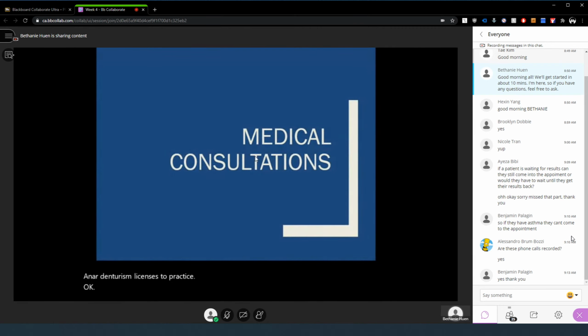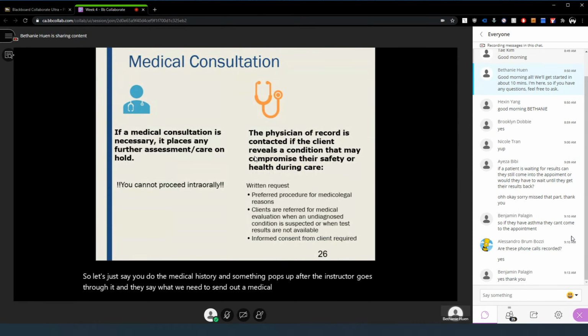So let's just say you do the medical history and something pops up after the instructor goes through it and they say, you know what, we need to send out a medical consultation. If a medical consultation needs to be sent out, it means you cannot proceed intraorally with this patient at this time. It means that we need further information from their doctor, because the condition or illness that they may have can compromise their own safety during dental care. It does have to be a written request.